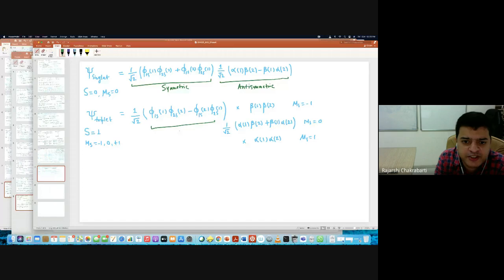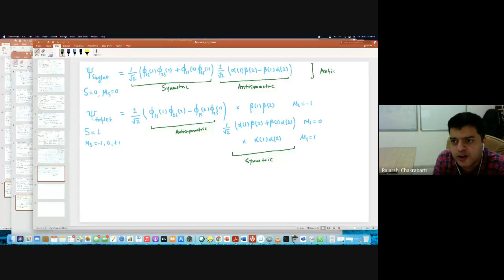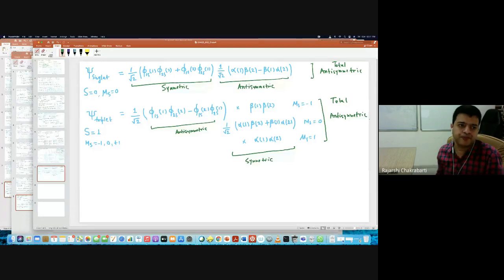For the triplet, this is antisymmetric and the spin part is symmetric. But the total is antisymmetric. It has to be because of the Pauli principle. The total. If I multiply this with this, it is antisymmetric. Okay.